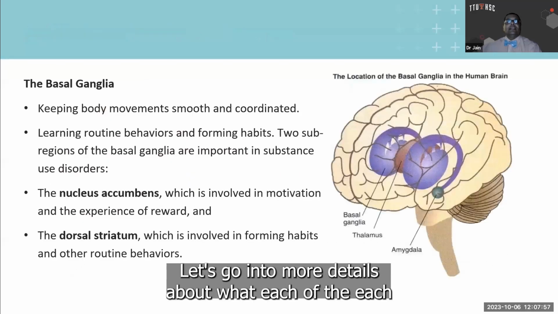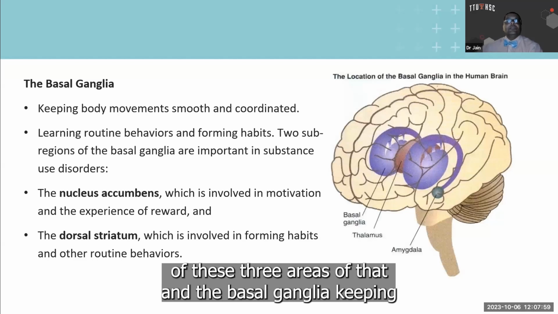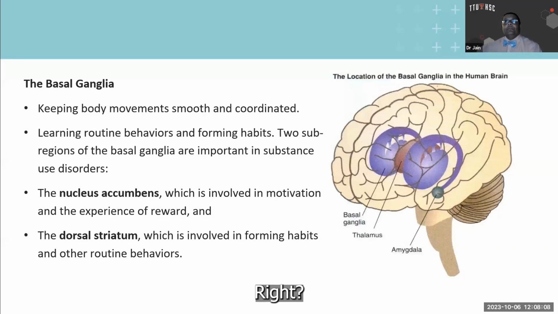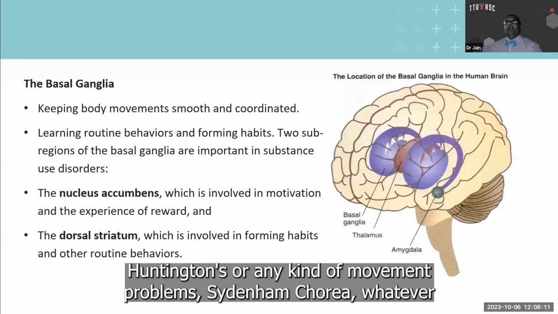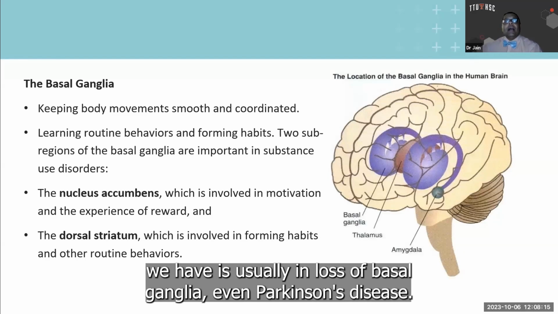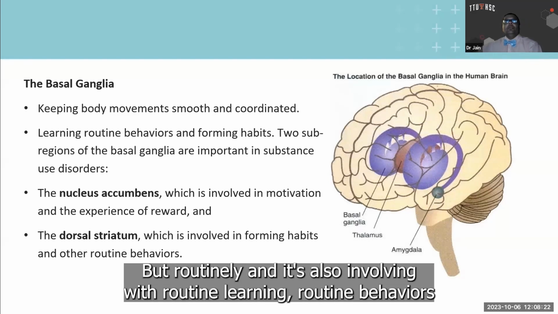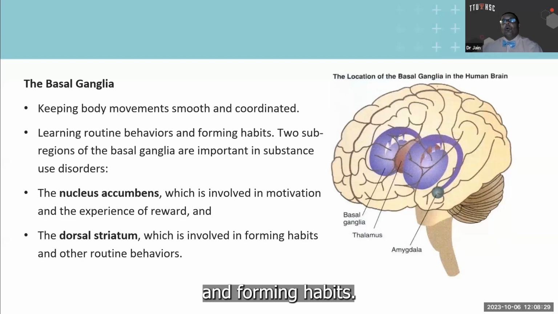Let's go into more detail about each of these three areas. The basal ganglia are mostly involved in movements and coordination. Anytime we have Huntington's or any kind of movement problem, sudden hand movements, whatever we have, it usually involves the basal ganglia. Even Parkinson's disease may involve the basal ganglia to some extent. But it's also involved in learning routine behaviors and forming habits.